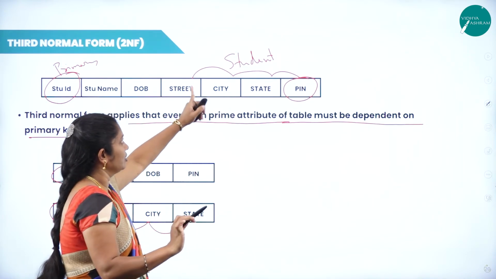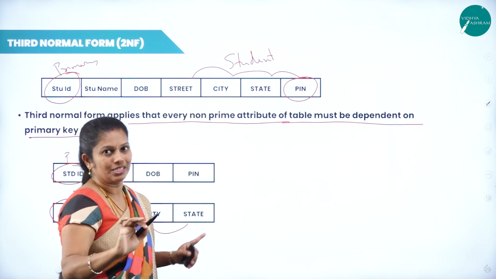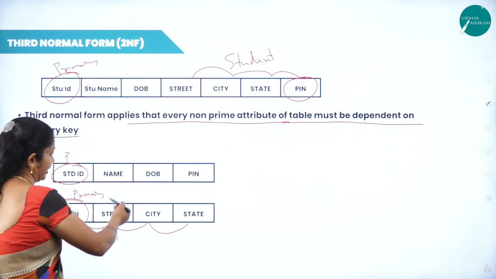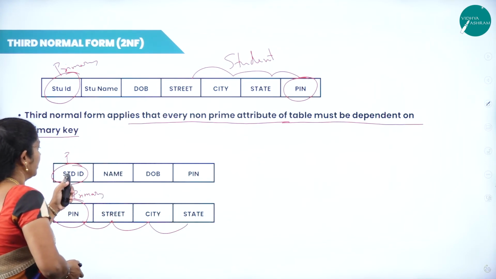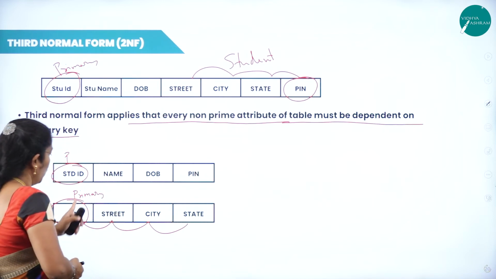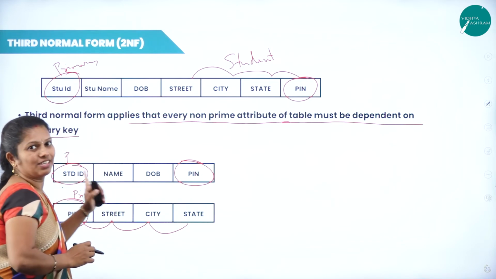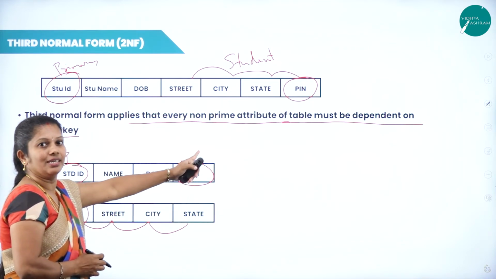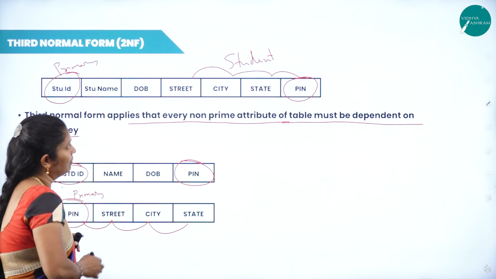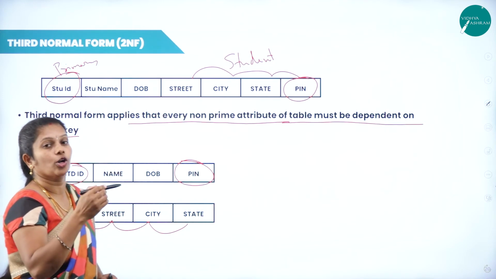On the same street, in the same city, it is not possible. That's why I am dividing that table into another two tables. Here, in this case, student ID is the primary key, whereas here, PIN is the primary key. Whereas in this, it is a foreign key in the first table. Foreign key means it's a primary key of another table. This is third normal form.